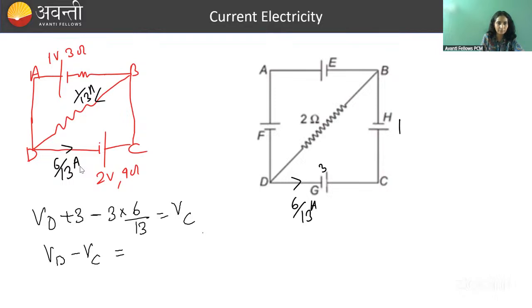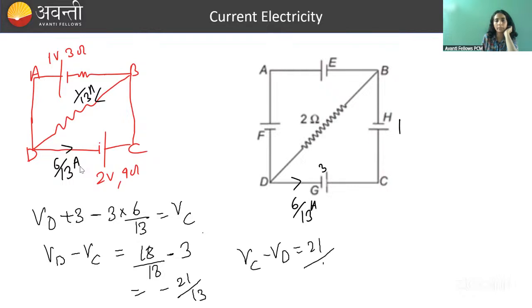Let's calculate it first. So if I do what value I am going to get, this will become your 18 by 13 minus 3. So 18 minus 39, that is minus 21 by 13. So basically VC minus VD, that is your 21 by 13. क्योंकि इसका पोटेंशियल ये बड़ा है ना, पोटेंशियल टर्मिनल डिफरेंस निकाल रहे हो, so you need to calculate VC minus VD, that is 21 by 13.